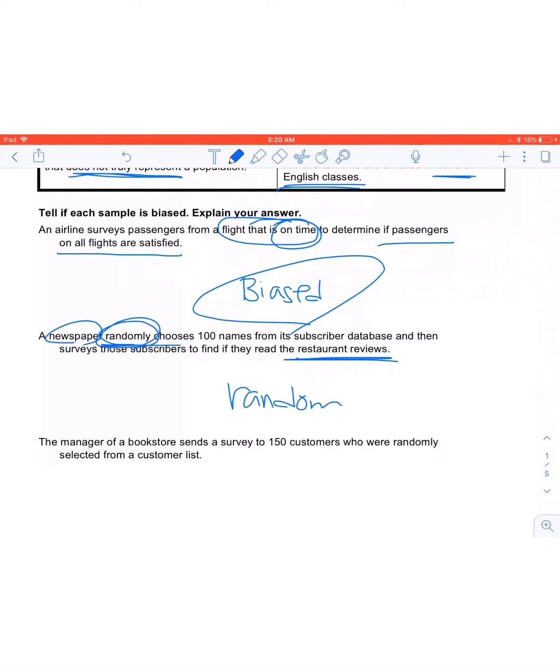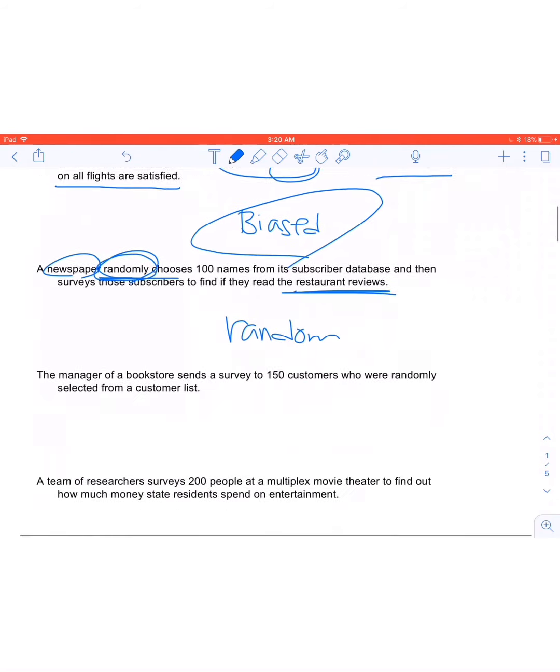If they only asked those who requested restaurant reviews, or if they only asked those who are frequent restaurant goers, that would be biased. But because they chose to sample randomly from the subscriber database, the entire database, it is a random sample.